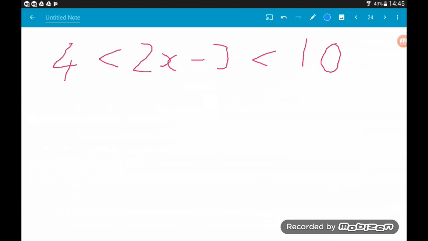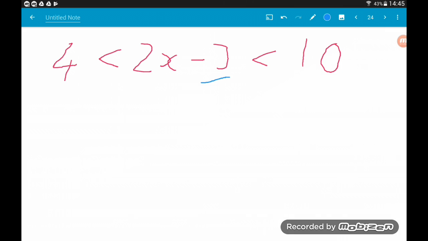Okay, so our first example, we've got 2x minus 3 is greater than 4 but less than 10. We want to write this inequality so that we've just got an x in the middle, and then we're also going to write it in set notation too. First of all, we want to solve this minus 3. That's very similar to when you have single inequalities. We just need to do a bit more work.